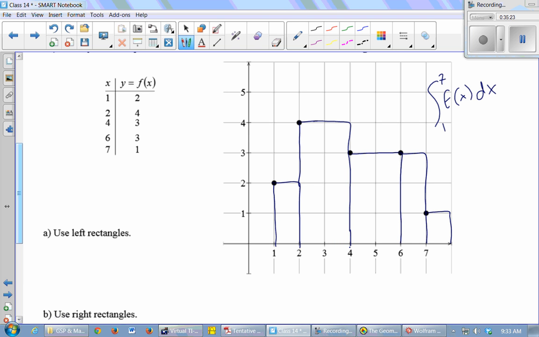Oh, I guess that's it. Okay, so then I just have to add these up. This has area 1 by 2 is 2. This is 2 by 4, which is 8. This is 2 by 3, which is 6. And this is 1 by 3, which is 3. So it's 19.